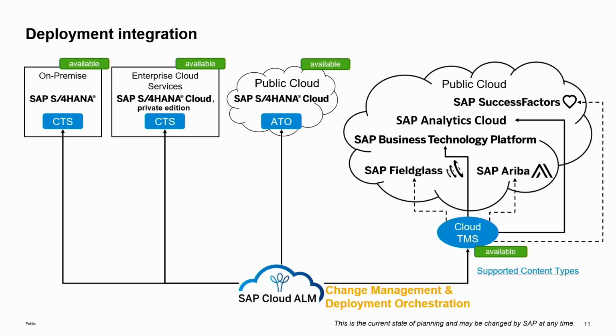On top of that, we as well have available for the public cloud the connection to the ATO. And in the public cloud, with all the other SAP products, which are really native public cloud systems, we can do today via Cloud TMS, BTP, as well as brand new the SAP Analytics Cloud. So what we will see in this example now will be a mixture of the S/4HANA using CTS and the BTP.